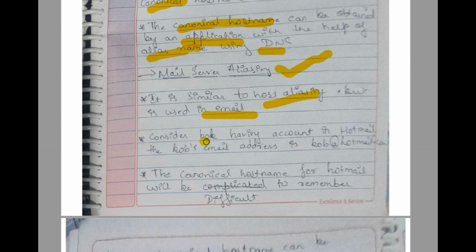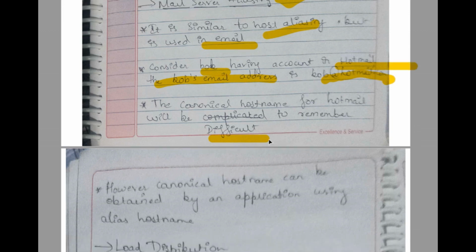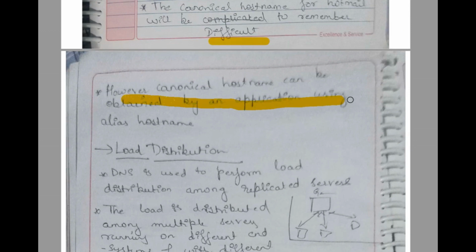Consider Bob, having an account in Hotmail. Bob's email address is bob@hotmail.com. The canonical host name for Hotmail will be difficult to remember. So it is difficult to remember bob@hotmail.com, and you interact with many people in a day, so it is difficult to remember all their emails. However, canonical host names can be obtained by an application using an alias name by using DNS.